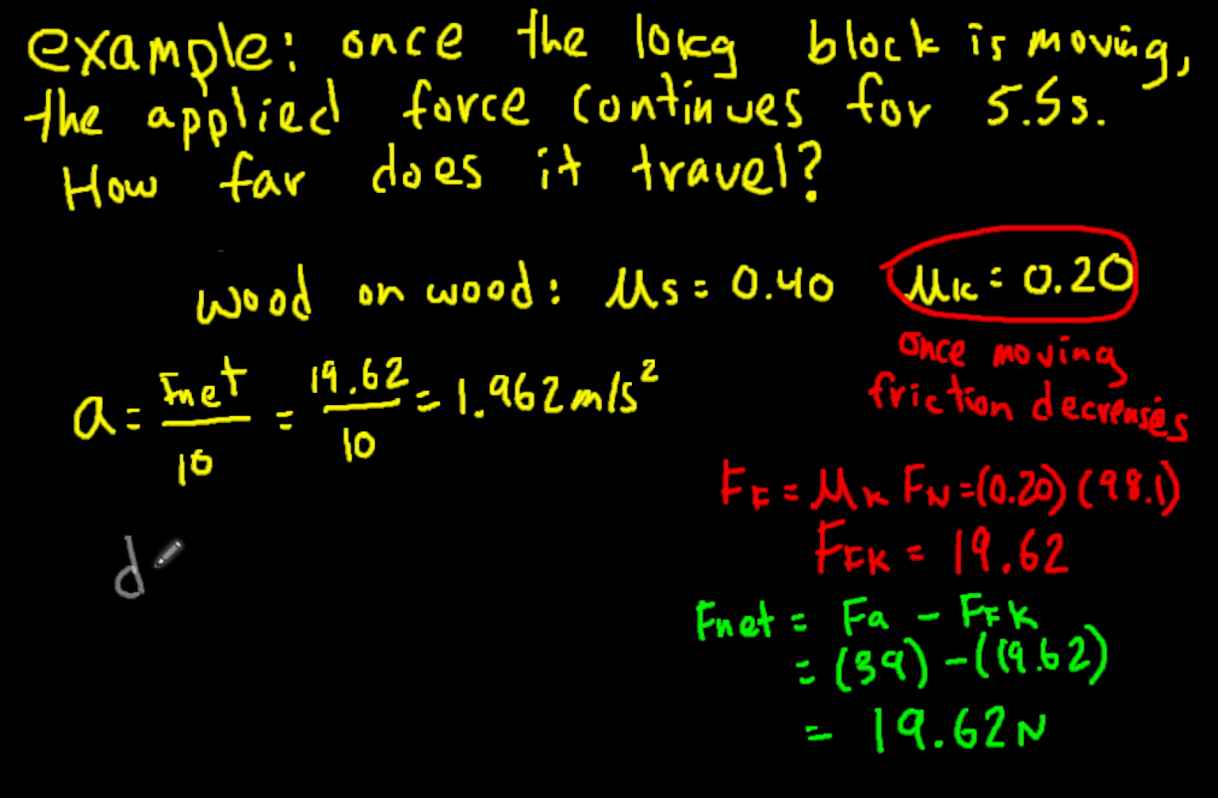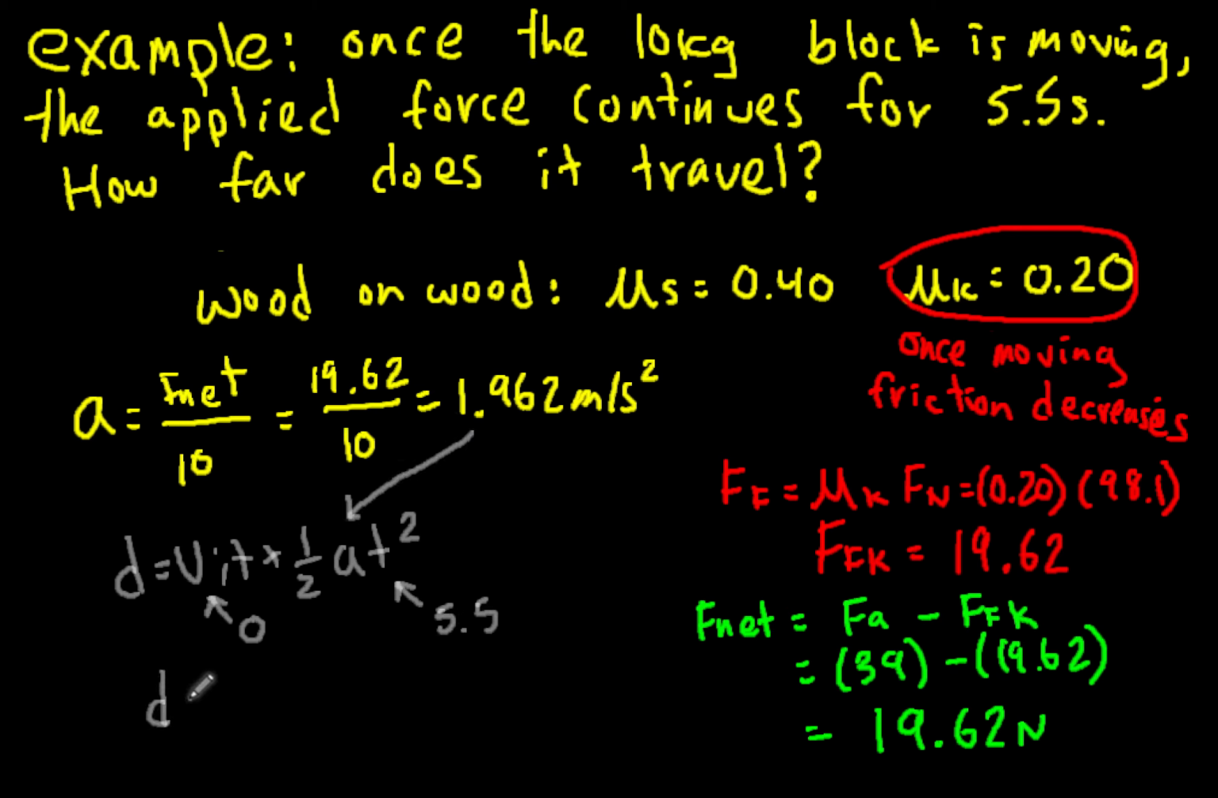We know from earlier in Physics 20 that the distance equals v_i t plus 1/2 a t squared for an accelerating object. Since the object was originally at rest, v_i is 0, t is 5.5, and we just calculated the acceleration to be 1.962. So the distance is 1/2 times 1.962 times 5.5 squared, which is 30 meters.